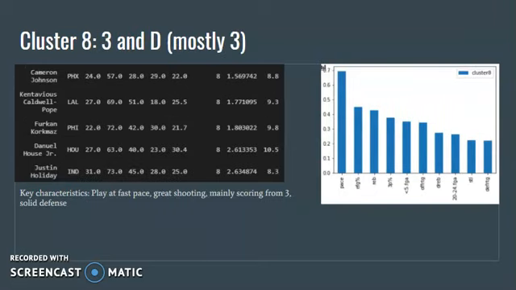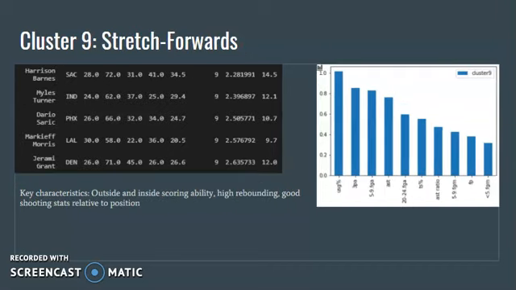Cluster 8 I called the 3 and D, but mostly 3. These guys play at a fast pace. They have great shooting. They're mainly scoring from behind the arc, and they have solid to slightly below average defense. And cluster 9 I called the stretch forwards. They have outside and inside scoring ability, high rebounding ability, and good shooting stats relative to other players in their position.